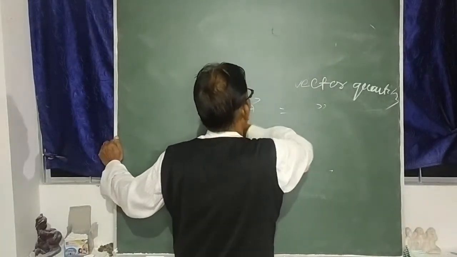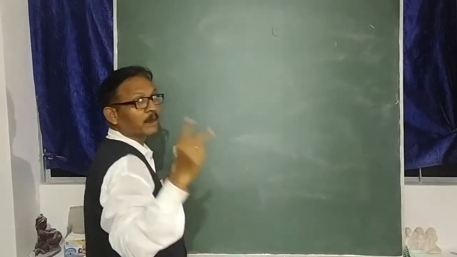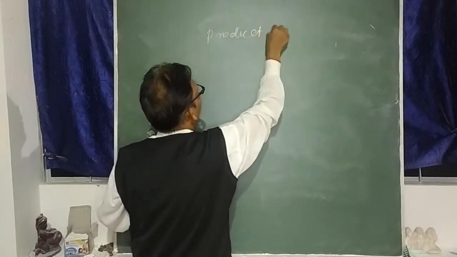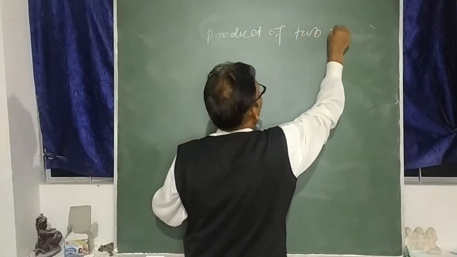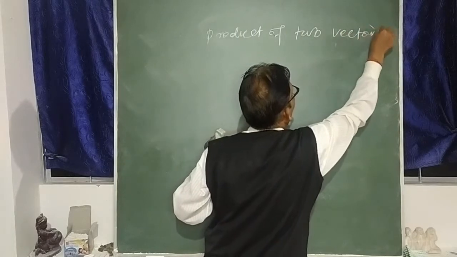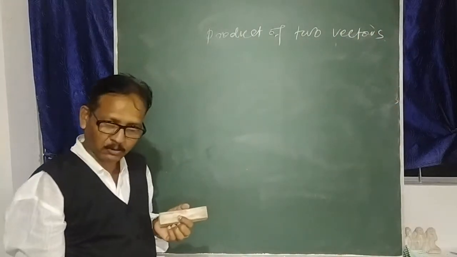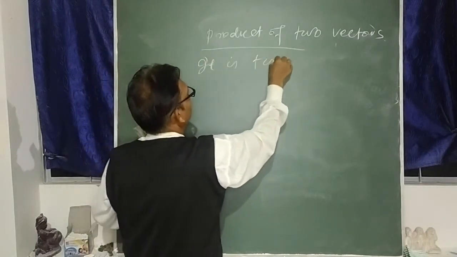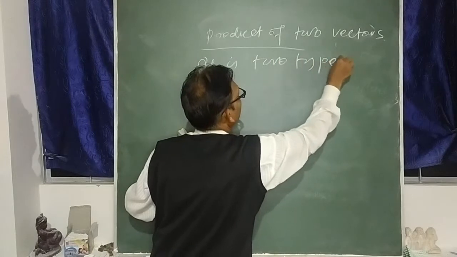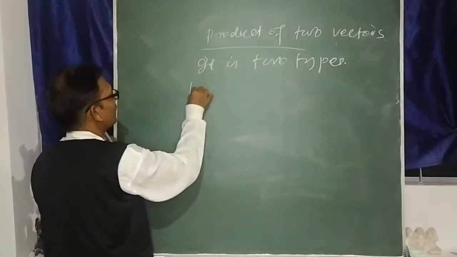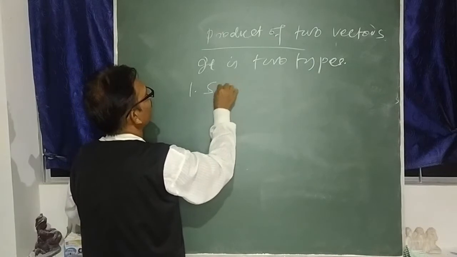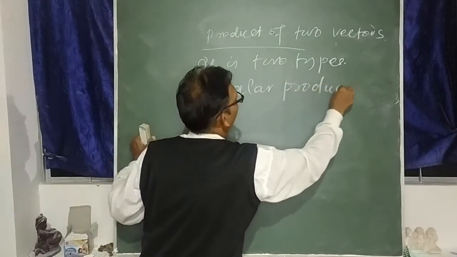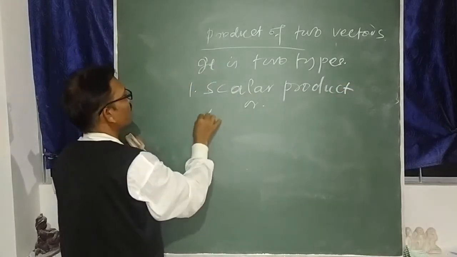Next we will start product of two vectors, or you can write product of two vector quantities. It is of two types. First one is scalar product, or you can call it dot product.